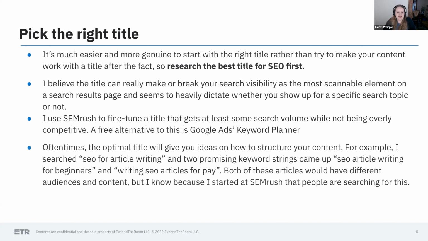Oftentimes the optimal title will give you ideas on how to structure your content. As an example, I searched "SEO for article writing" while trying to find a good keyword string, and I saw one that was "SEO article writing for beginners" and another that was "writing SEO articles for pay." These are things people are searching for. That could be a good way to hone in on your topic. And obviously these two topics are going to have a very different body of content. One is geared towards beginners, one maybe towards experts.